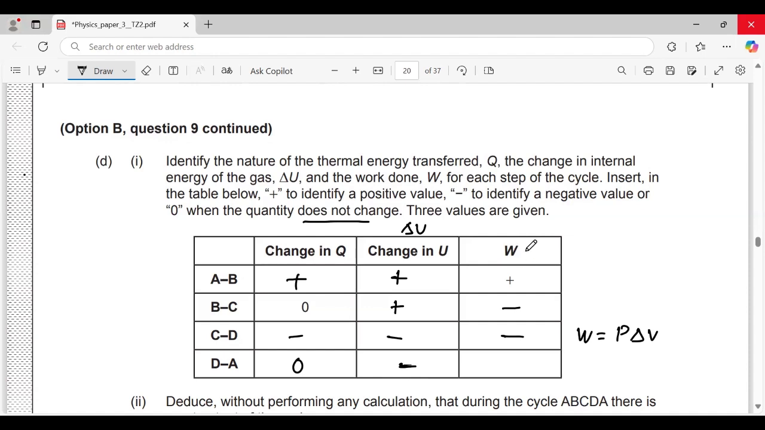Now the last, work done. The work is done by the gas expansion. So the work done will be greater than zero. If greater than zero, the sign is positive, like this. Next.